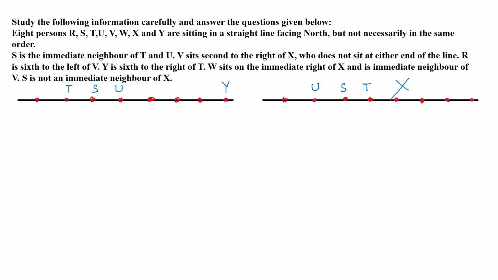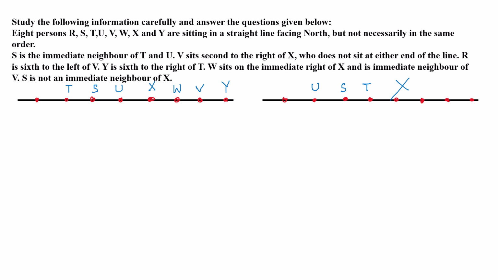Next, W sits to the immediate right of X and is immediate neighbor of V. I cannot put X here because there are two conditions given, isn't it? First, W sits on the immediate right of X. So W is on the right side of X and is the immediate neighbor of V also. So here will be X, here is W, and as V is the immediate neighbor, V will be here also.